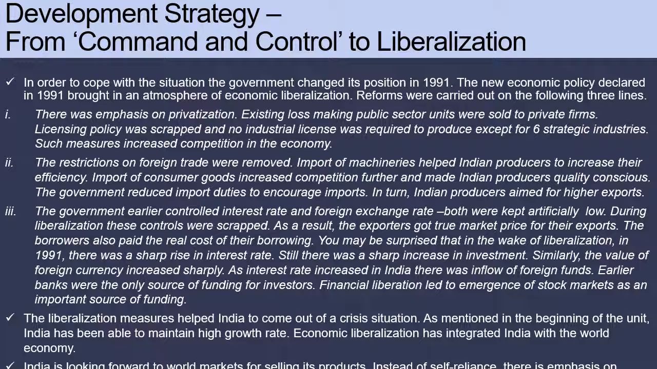You may be surprised that in the wake of liberalization, in 1991, there was a sharp rise in interest rate. Still there was a sharp increase in investment. Similarly, the value of foreign currency increased sharply. As interest rate increased in India there was inflow of foreign funds. Earlier banks were the only source of funding for investors. Financial liberalization led to emergence of stock markets as an important source of funding.